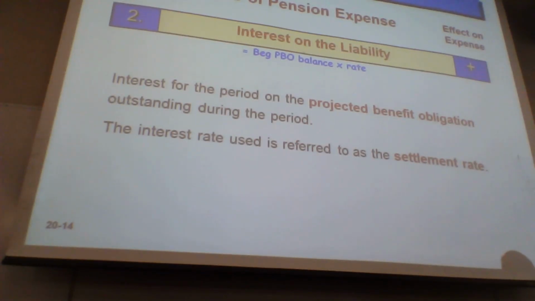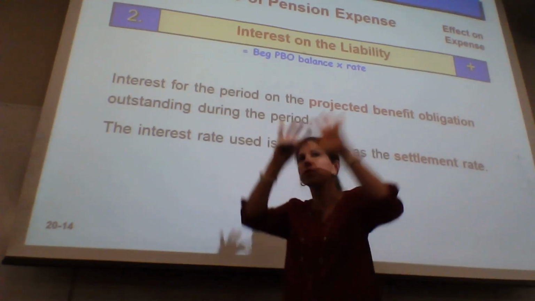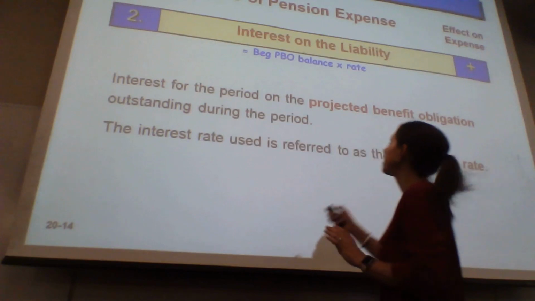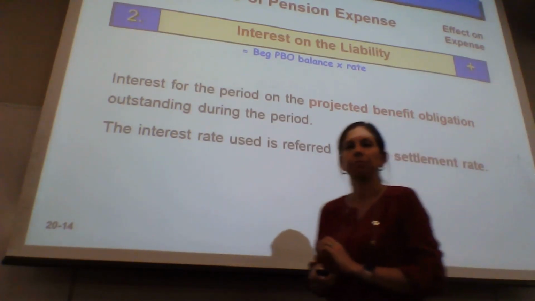So when we're doing our computations of pension expense and we want to figure out what's the interest on the liability, it's very straightforward. There's no schedule, there's no amortization. We just take the beginning balance in the PBO times the settlement rate.